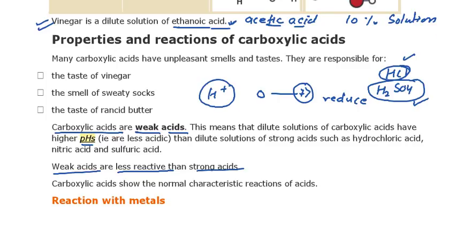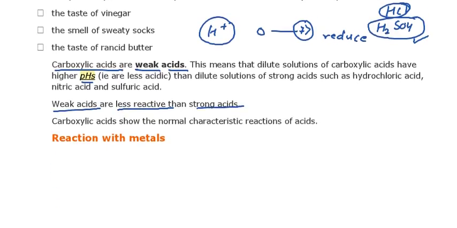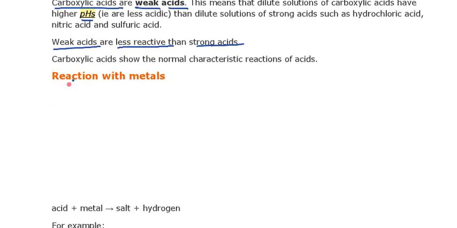Now the first reaction we discuss is that carboxylic acid reacts with a metal. Any acid, when it reacts with a metal, will always form a salt plus hydrogen gas.